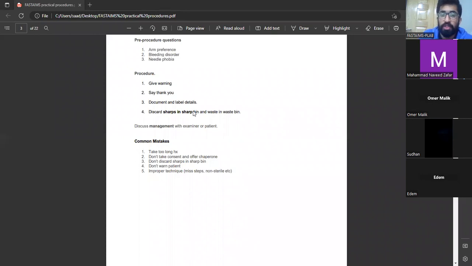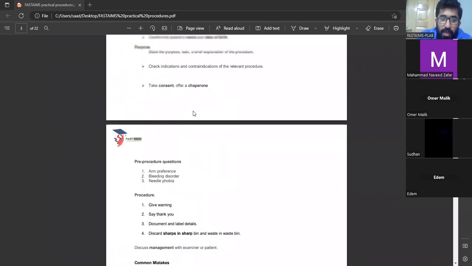They would ask a number of questions. So in that window, you are going to discuss management options. What management options do we have, and how are we going to proceed further? Either we are going to admit you, or we are going to send samples to the lab, or we will be waiting for the results from the lab.